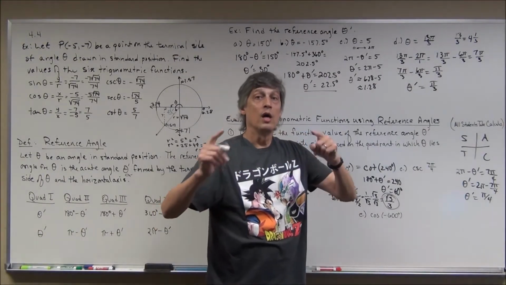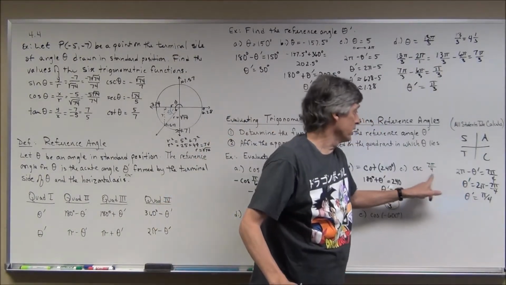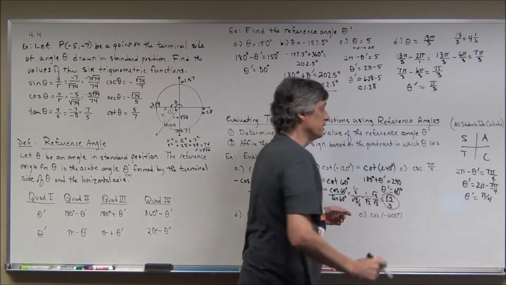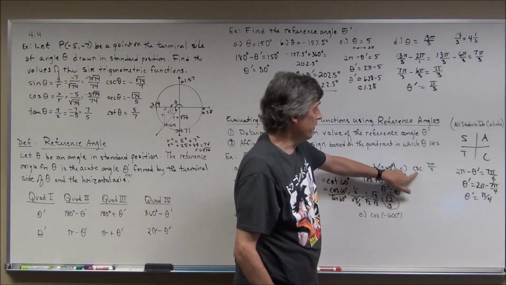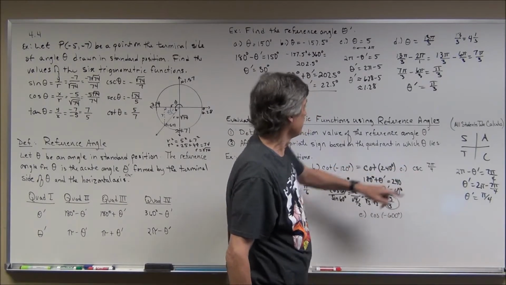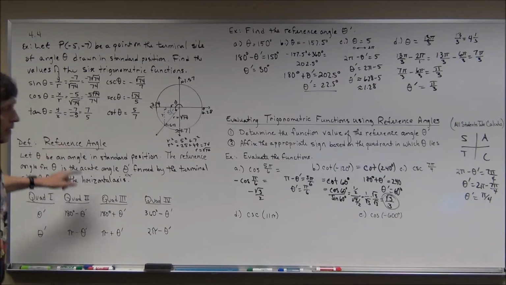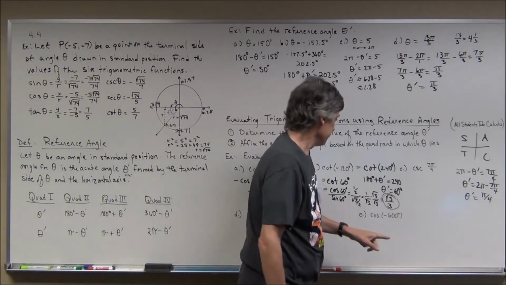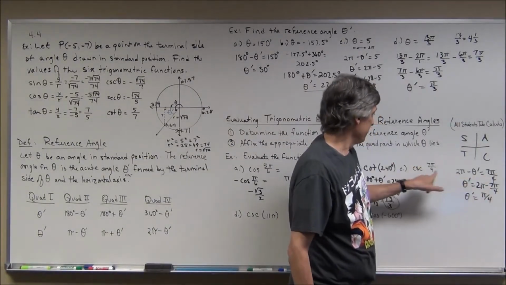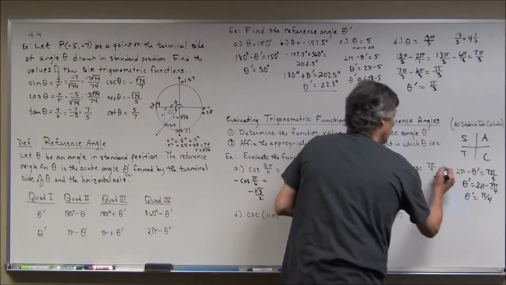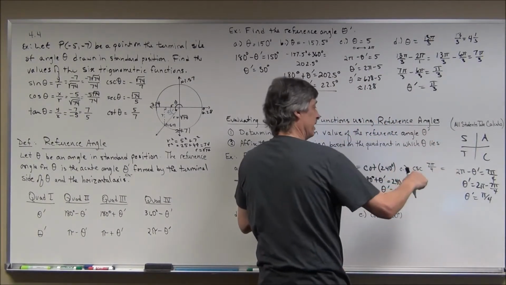But they are, this is the reference angle of this, and I can use the reference angle to find, in this case, the cosecant of 7 pi over 4. Now, remember that the cosecant is the reciprocal of sine. I am in the fourth quadrant. Sine is negative in the fourth quadrant. So cosecant is negative in the fourth quadrant.